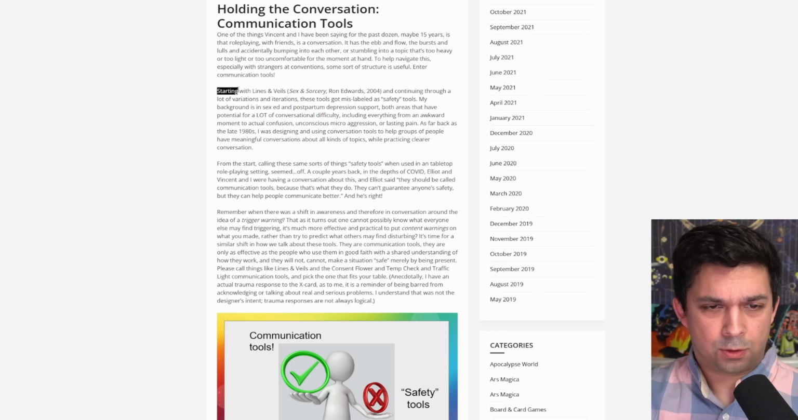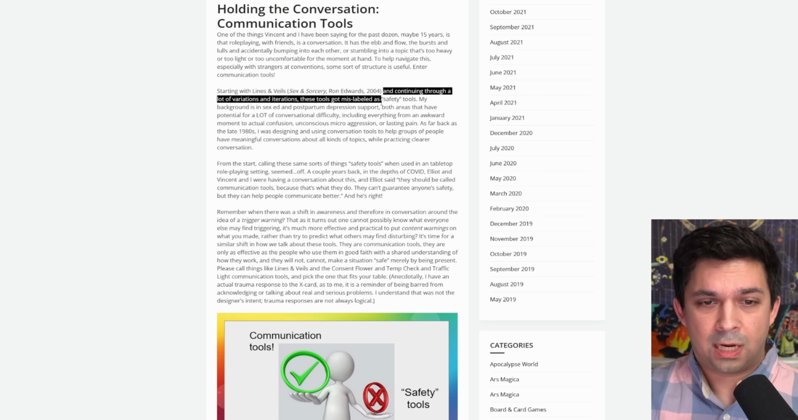And in a case like that, it is good to have some way to easily communicate with each other about when a topic has gone too far or when it is inappropriate or things like that. Starting with Lines and Veils, which was created by Ron Edwards in 2004, and continuing through a lot of variations and iterations, these tools got mislabeled as safety tools.